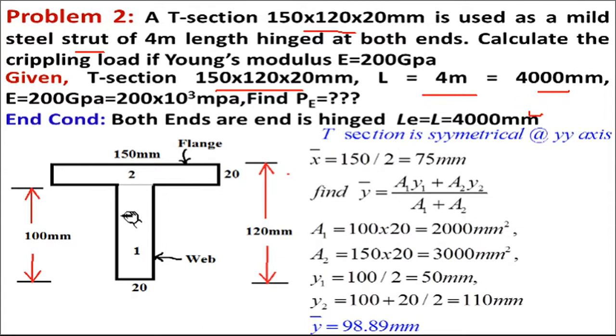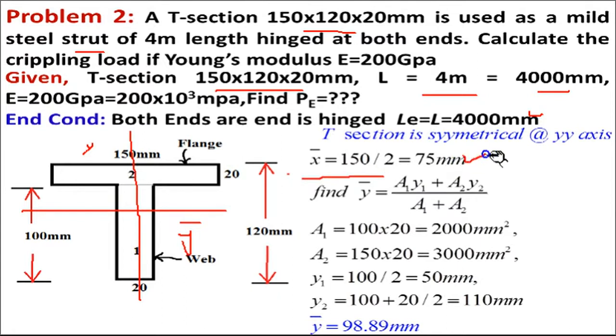First of all, whenever such sections are given, it is an unsymmetrical section. It is symmetrical about the y axis, so it will have two equal parts, but it is not symmetrical about the x axis. So we need to calculate y bar, and x bar here will be half of 150, that is 75 mm, but y bar is not known, that you have to calculate from the bottom. This will be y bar.